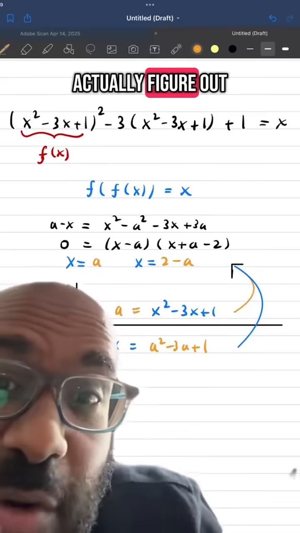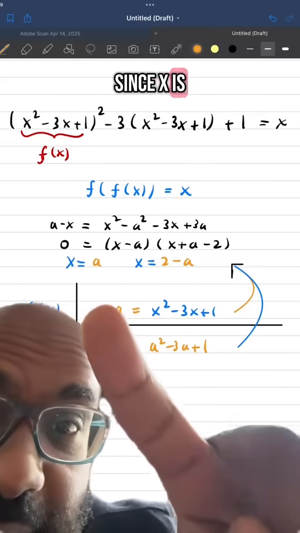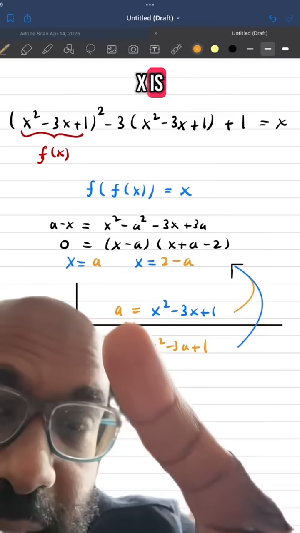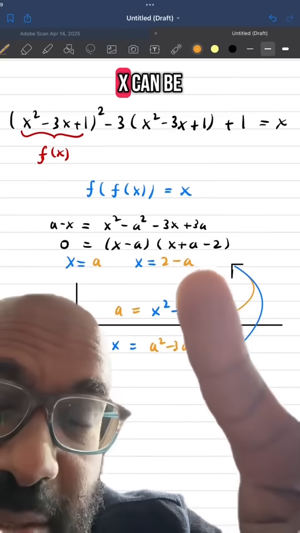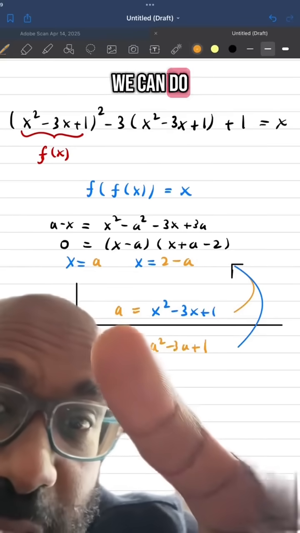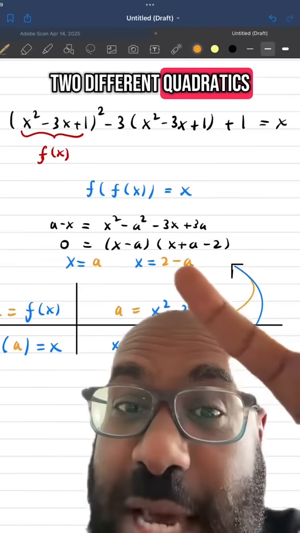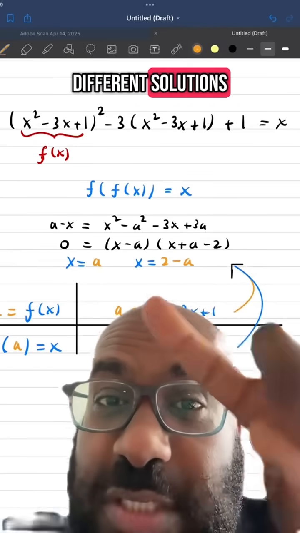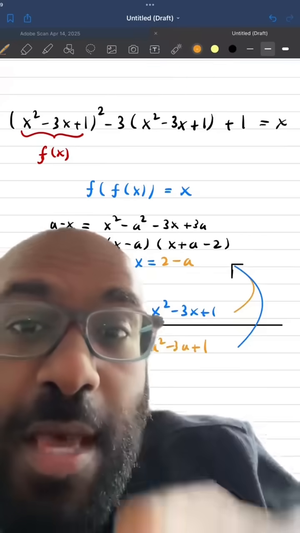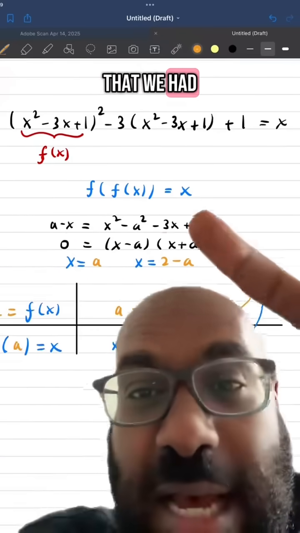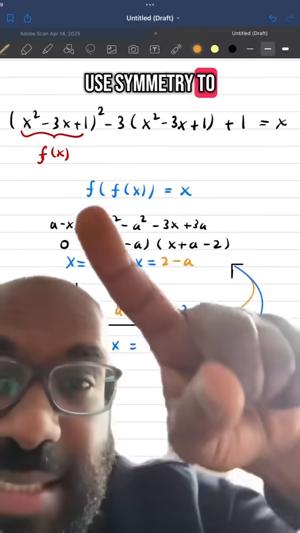So we can actually figure out what x is directly. Since x is a, we can replace x here and solve a quadratic in x to figure out what x is. And similarly, since x can be 2 minus a, we can do the same thing with that value. If you plug in values, you end up with 2 different quadratics, each with 2 different solutions, for 4 solutions in total. But the beautiful part of this solution is the functional composition that we had allowed us to use symmetry to get our solution.